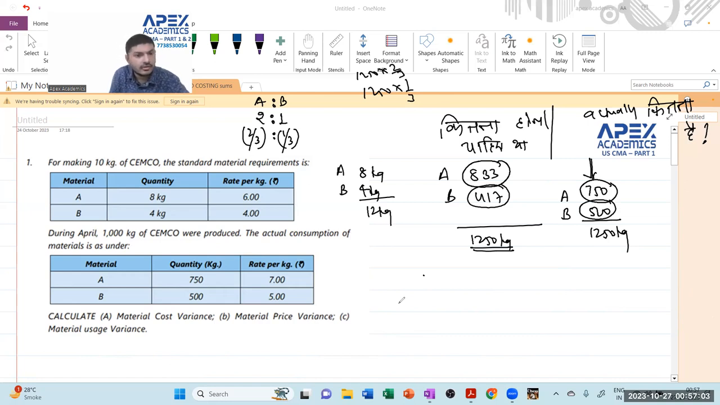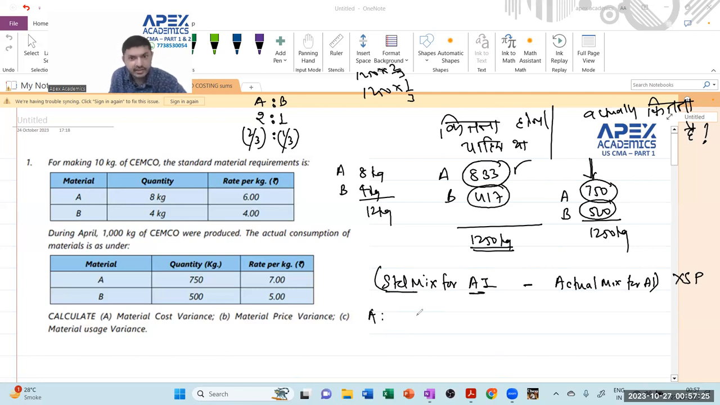What is the formula? Standard mix for actual input minus actual mix for actual input multiplied by standard price. Sir, what is the meaning of this? A. What is the standard mix of A for actual input? 833. What is the actual mix? 750. What is the standard price of A? 6. Standard price is given.